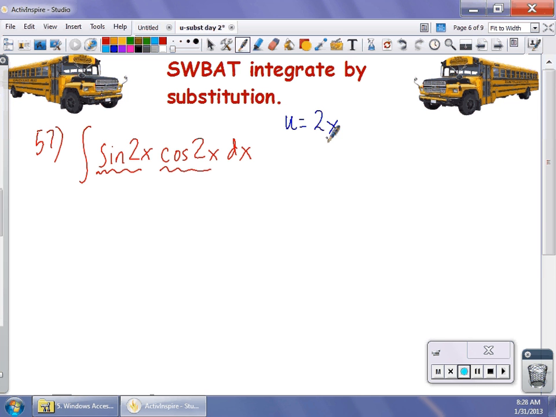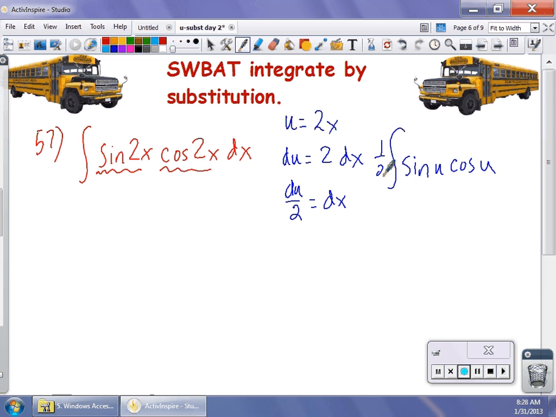I'm going to let u equal, let's pretend that I think the inside function is the angle, 2x. So I take the derivative and I get 2 dx. I don't see a 2, so I get du over 2 is equal to dx. So if I make that replacement, I end up with sine u cosine u, 1/2 out front and a du in the back. Well, notice that doesn't move me any closer to finding the antiderivative because I don't know the antiderivative of sine u cosine u. So if that happens, it just says you picked the wrong thing for u. It's not completely wrong, you just made a bad pick. So go again.